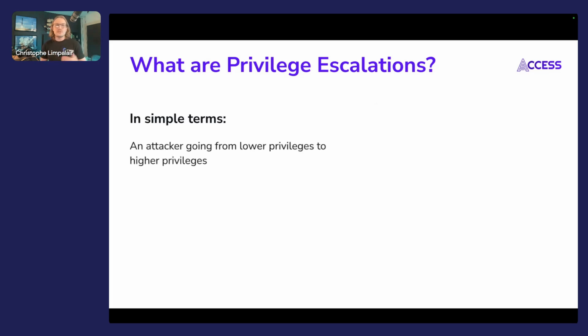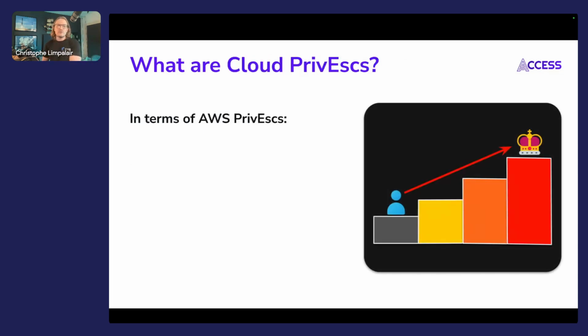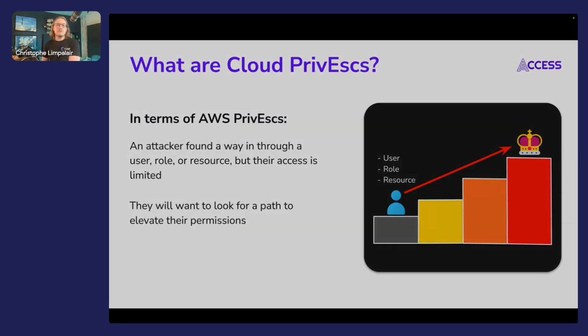And in very simple terms, it's when you have an attacker that's going from lower level privileges to higher level privileges. But in terms of the cloud and AWS specifically, what we're talking about is when an attacker has found a way through a user or role or some other type of resource, but their current access is relatively limited. And so they're trying to escalate their privileges to higher level privileges in order to achieve their objective, whatever that objective may be. So they will want to look for that path that goes from their current permissions to some sort of higher level permission.